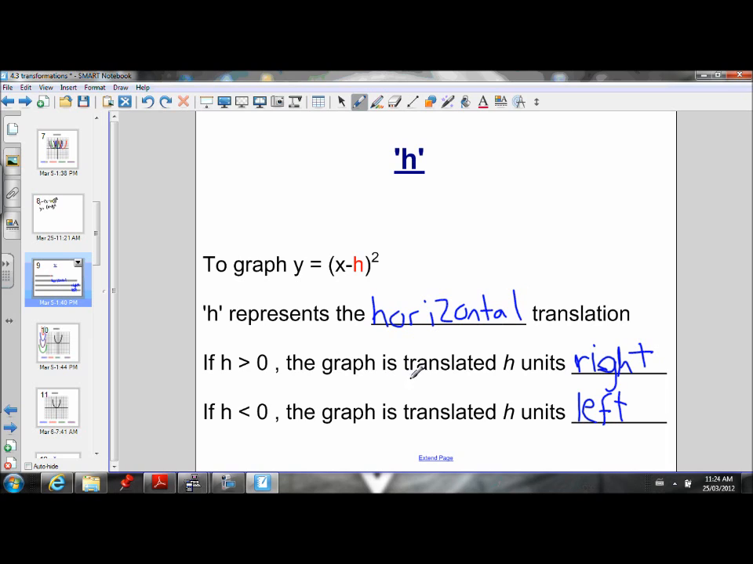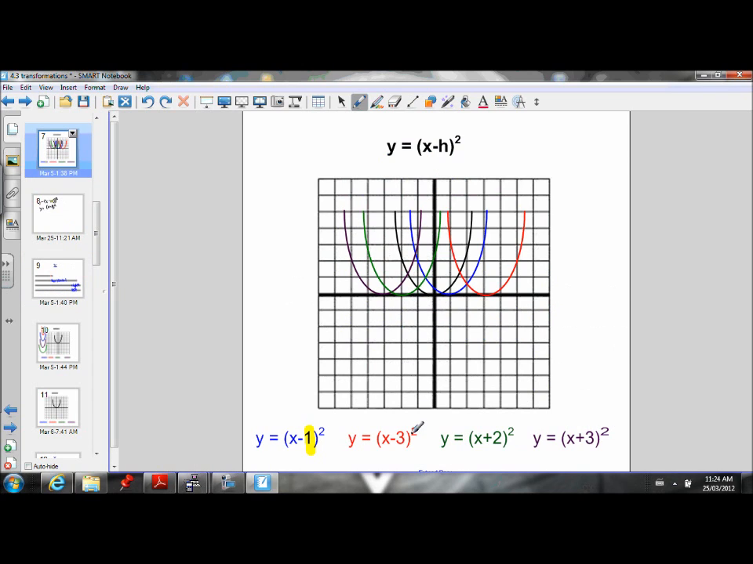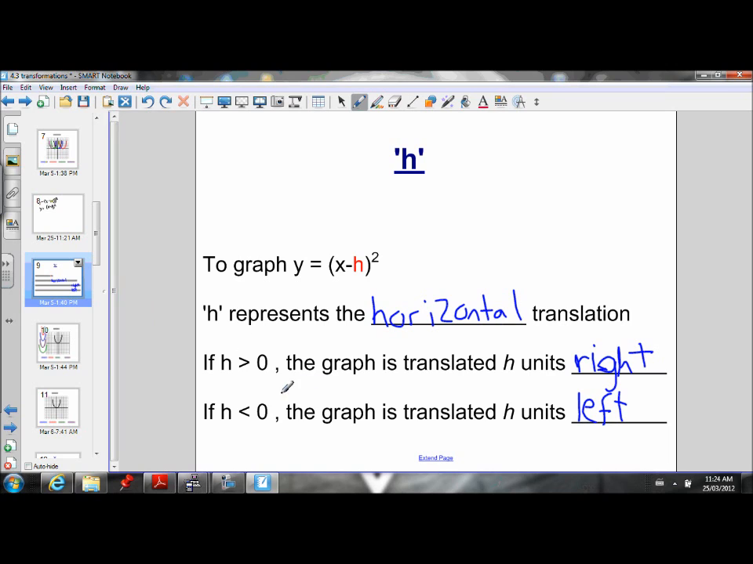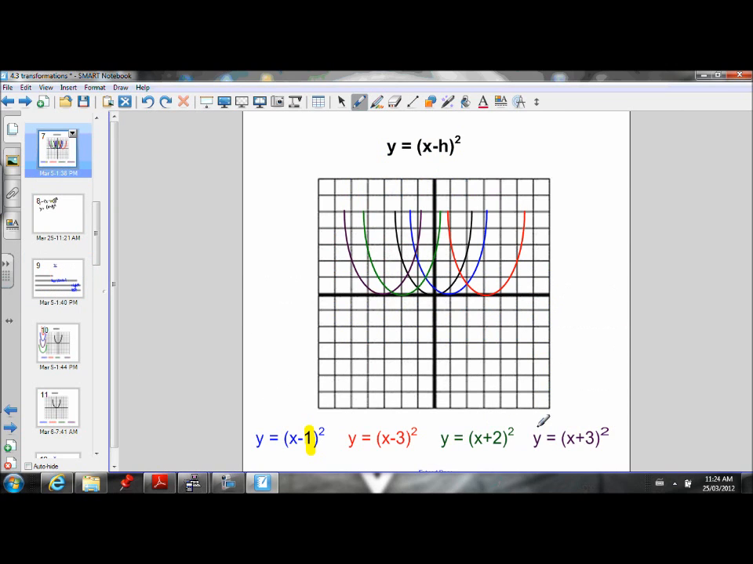If h is greater than 0, the graph moves h units to the right. But remember, it will appear as x minus 3. But remember that h value is just the 3. So the h value is actually positive in that instance. If the h value is less than 0, the graph moves to the left. We know that x plus 2 moved to the left. The h value is actually negative 2 in this instance. Okay?